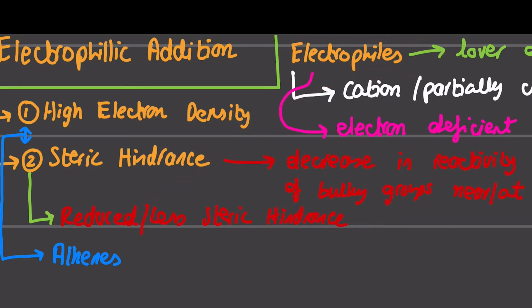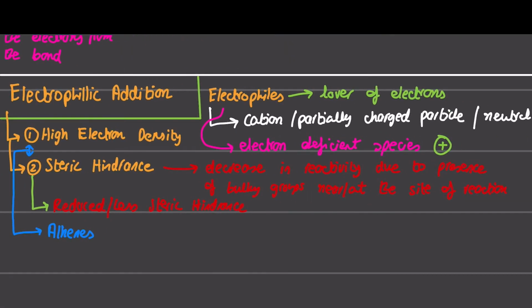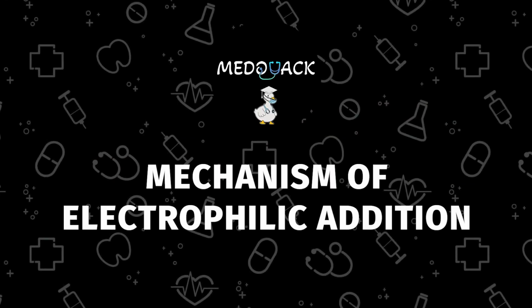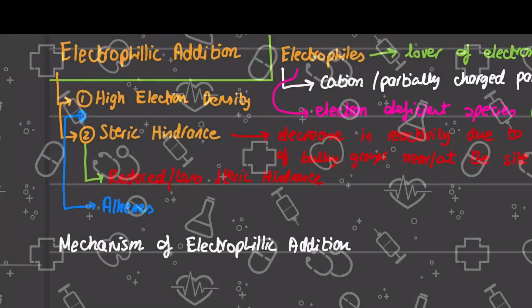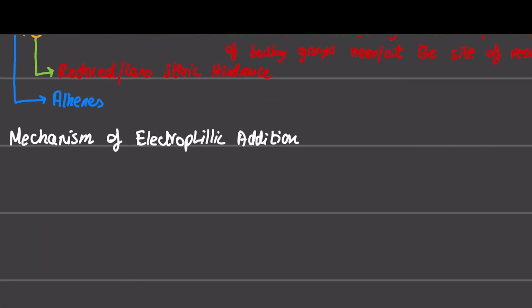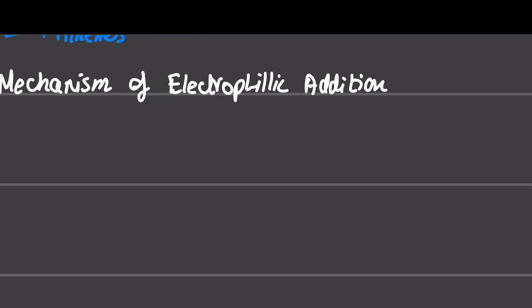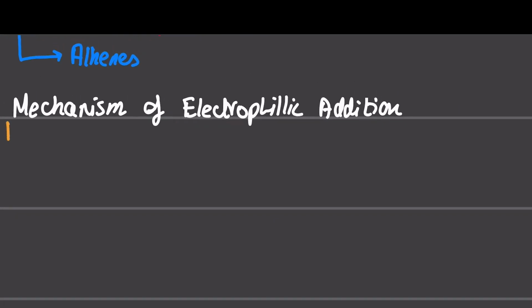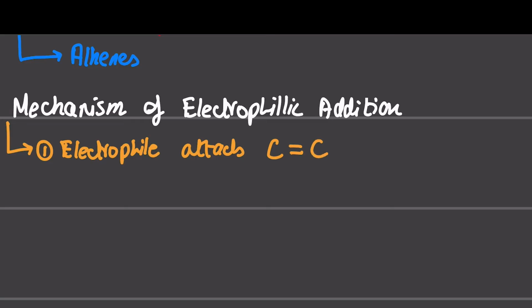Okay guys, now we are going to be talking about this entire process. Now let's move on into the actual mechanism. So moving on to the mechanism of electrophilic addition, I'll just give you guys a really quick overview. The first thing that happens is that our electrophile could be a lot of different things, we'll talk about this. The electrophile attacks the carbon-carbon double bond.